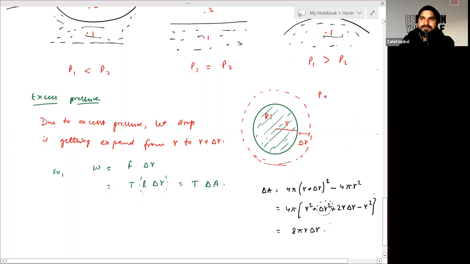Is it clear? Yes, sir. So if you put this value in this expression, you will get work done equals 8 pi r t times delta r. Let's say this is equation first.